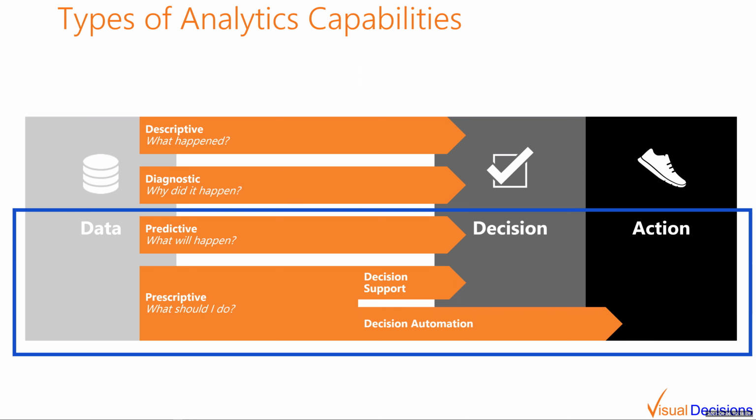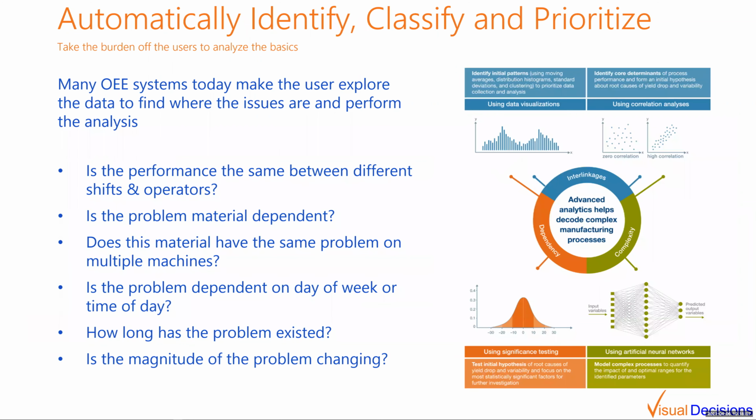So that's prescriptive analytics. Being able to automatically identify, classify, and prioritize is another use case for the intelligence that you can put within here. And so I talked earlier about doing that classification, going from the descriptive or performance analytics to what actually is occurring.